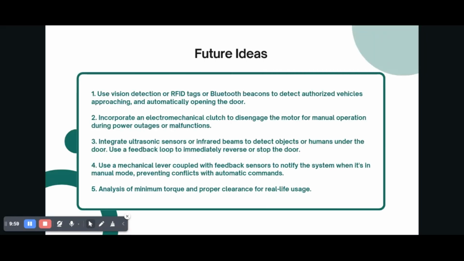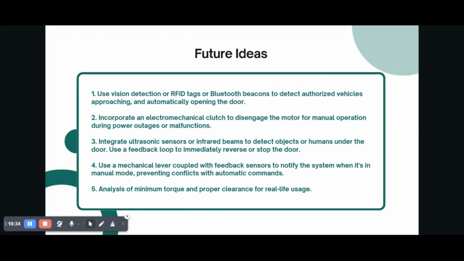Let us think about the future ideas that we can implement on this project for greater innovation and efficiency. First, we can use vision detection or RFID tags or even Bluetooth beacons or a combination of the above to detect authorized vehicles approaching and automatically open the door in that case. We can use it in case of family vehicles, our own personal vehicles, or even the vehicles of a particular corporate company. We can also incorporate an electromagnetic catch to disengage the motor for manual operation during power outages or malfunctions. This serves two purposes.